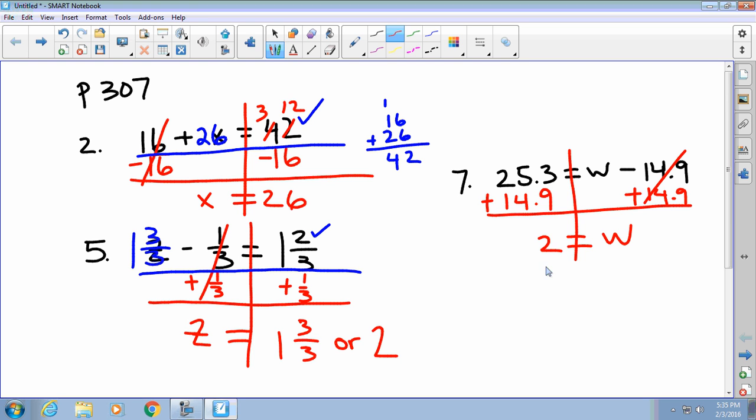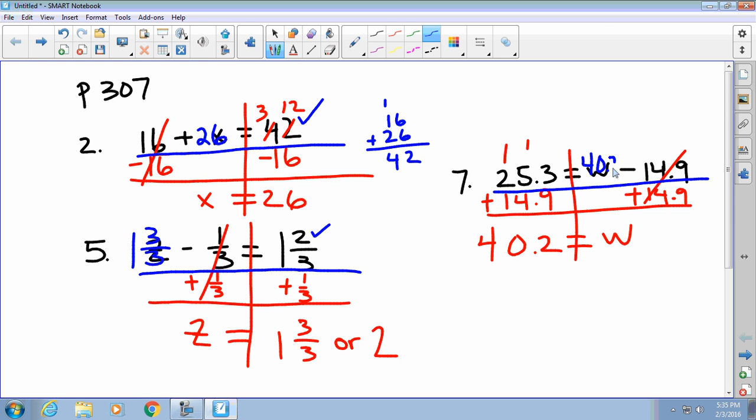I need to add this up, line up your decimals, and hopefully you will get 40.2. So add 14.9 on one side, make sure you add 14.9 on the other side. You're going to get your answer of 40.2 equals W. When I am done, I cannot forget, I need to check my work. Here is my original problem. I've got 40.2. I'm going to plug that in.